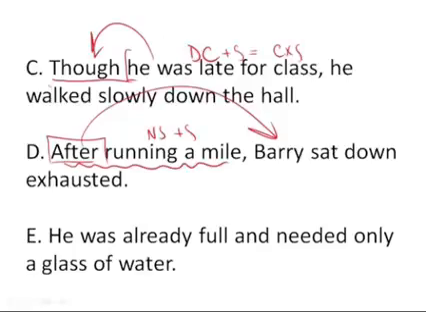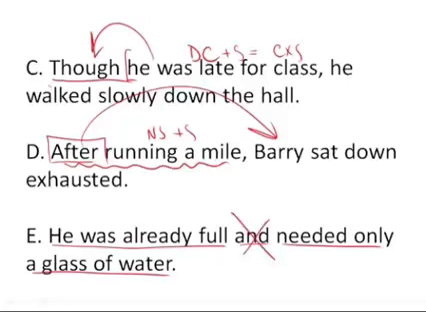Finally, there is E. He was already full and needed only a glass of water. Now, my question is, is E a complex sentence? And you may pause, you may think, you may look, and you may say, yeah, because I said something about conjunctions. The thing is, we always want to make sure that when we have a complex sentence, we are combining a dependent clause with a sentence. He was already full and needed only a glass of water. This sentence, however, is not complex.